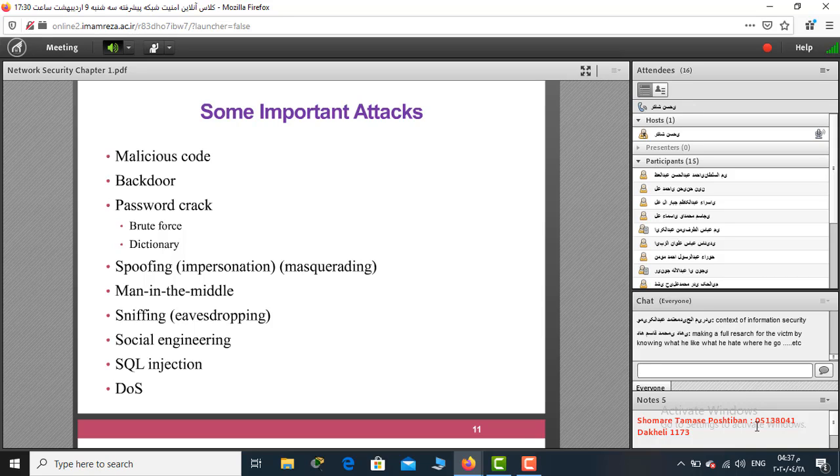So social engineering is using psychological tricks to get information like passwords and other sensitive information from the victim. For example, doing full research on the victim by knowing what they like, what they hate, obtaining information about the victim.